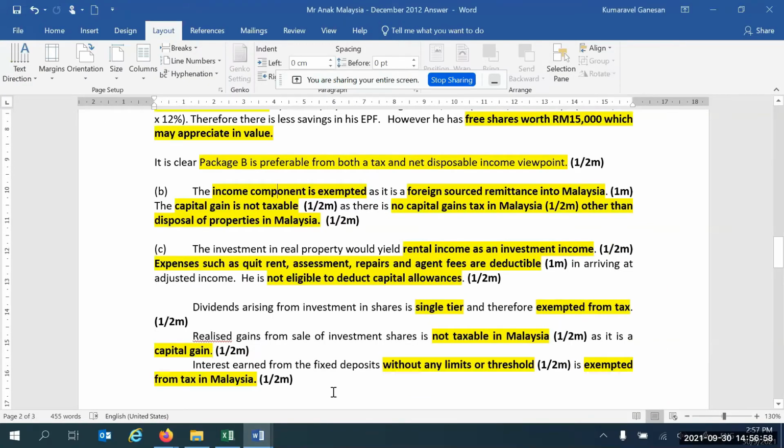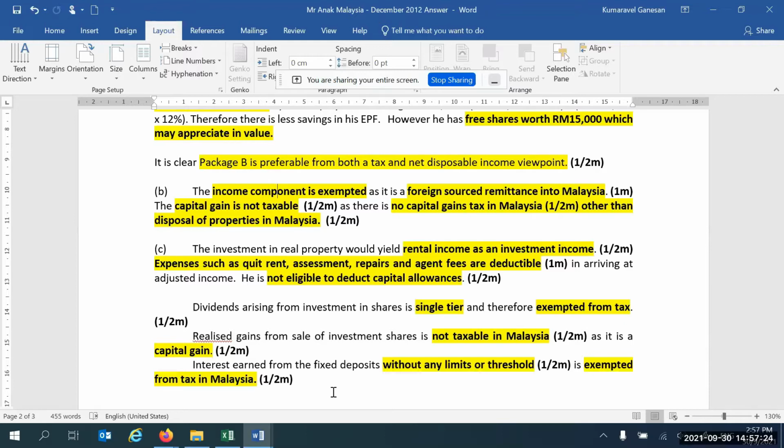So this half you elaborate. Investment would yield rental income. You should know, and then mention the expenses. Specifically mention cannot deduct CA. So be careful, it didn't say cannot deduct IBA. Yesterday we read rental, whether investment or business, we can still deduct industrial building allowance. But CA cannot for investment source.